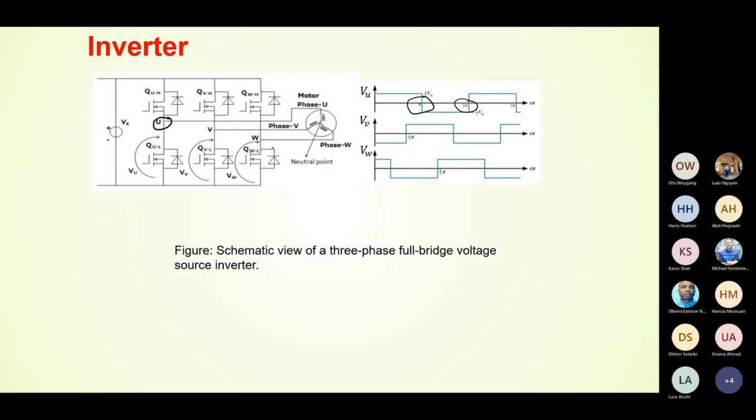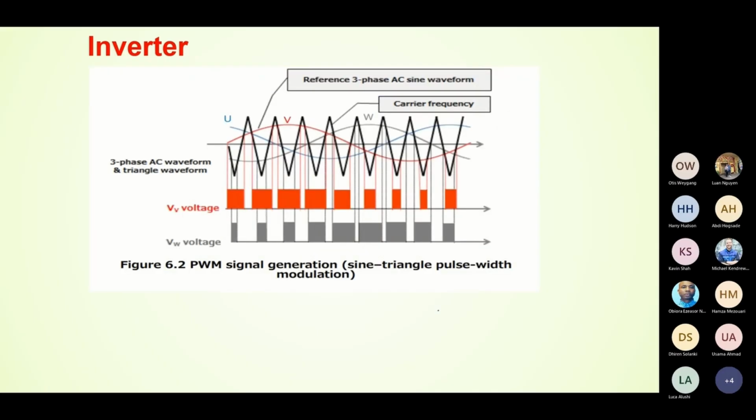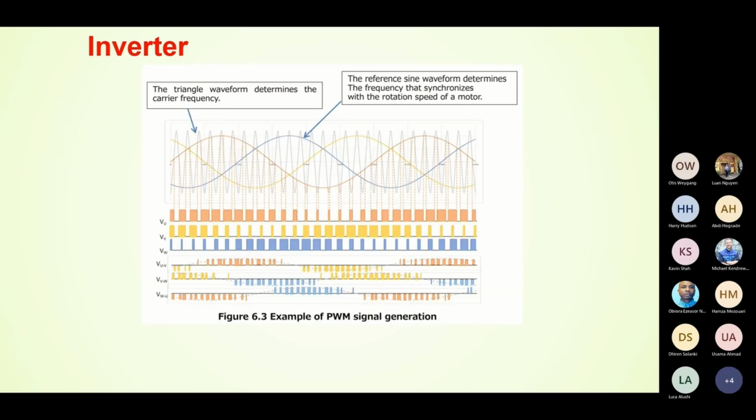And here you can see the basic idea. We have a three-phase inverter. That inverter is connected to a DC voltage source, and that inverter actually controls the motor's output. And how do we control the inverter? We compare the reference voltage with a carrier signal, and that carrier signal gives us the PWM, so when to turn the switch on or off.